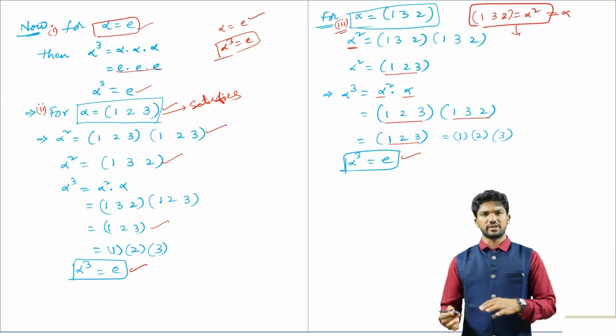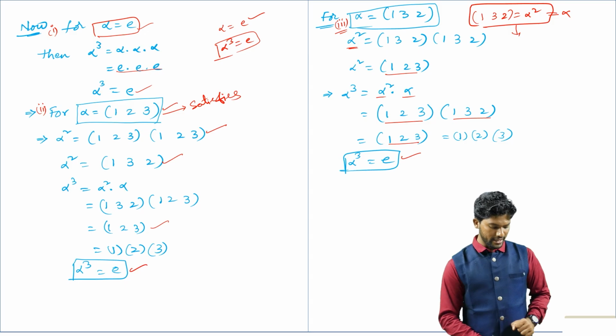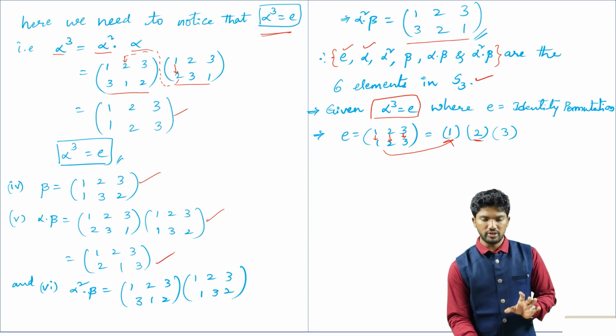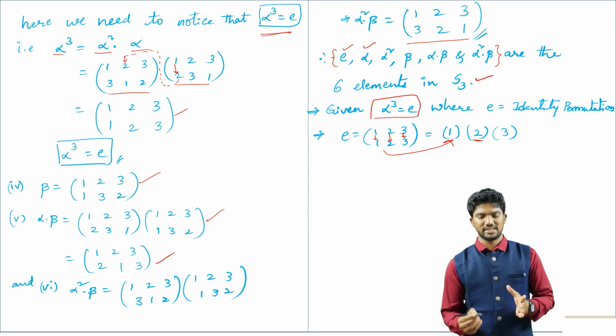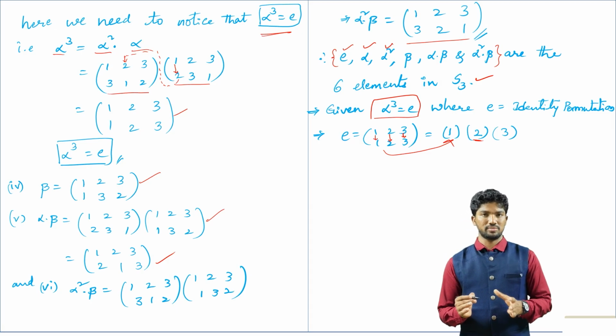Okay, so next you can cross check the next element, beta. First we took the identity element. Here first we took alpha as E. It satisfies that alpha cube is equal to E. Next we took alpha as alpha. It also satisfied alpha cube is equal to E. Next alpha square. It also satisfied alpha square cube is equal to E.